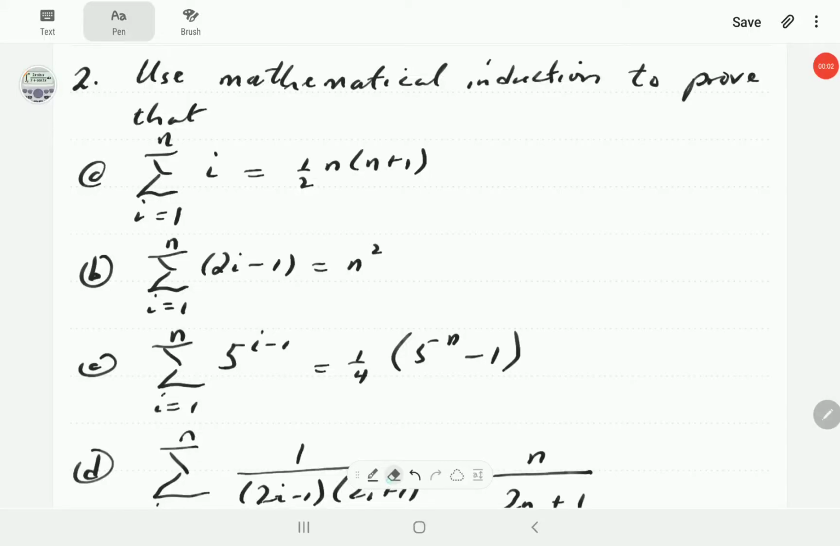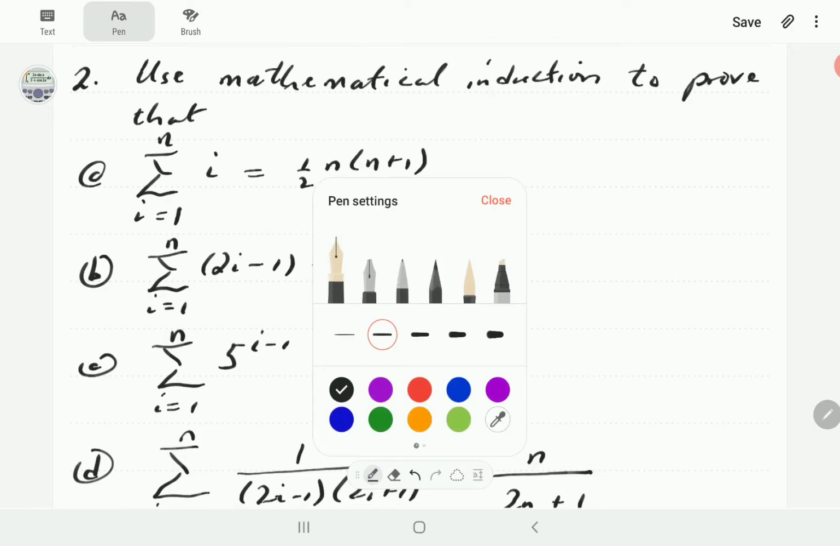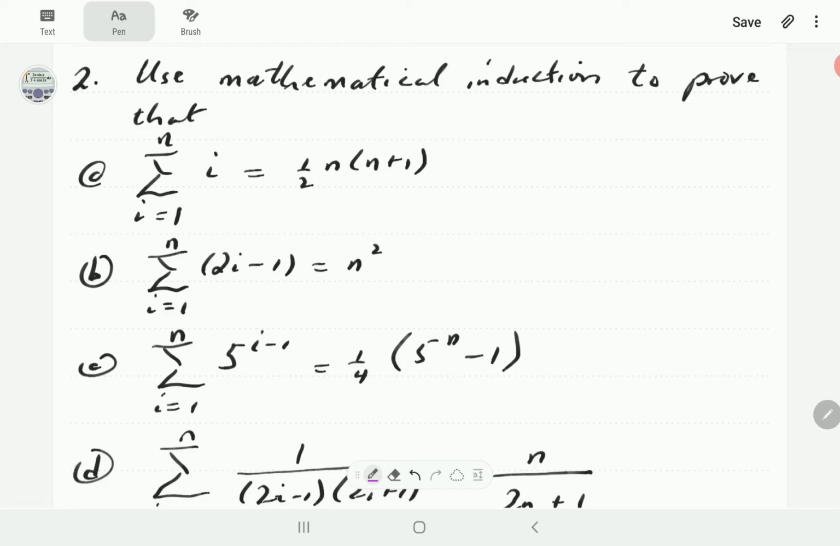Alright, in this video we're going to look at more examples of mathematical induction. So this time we're going to look at problems that involve the summation notation.